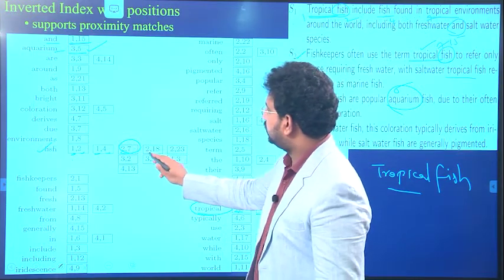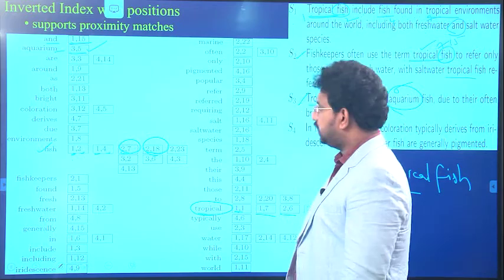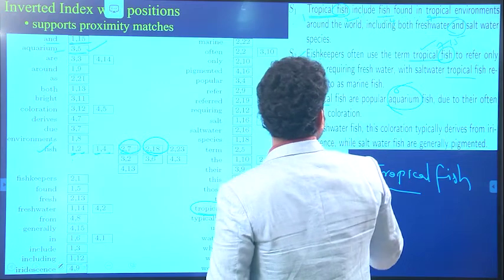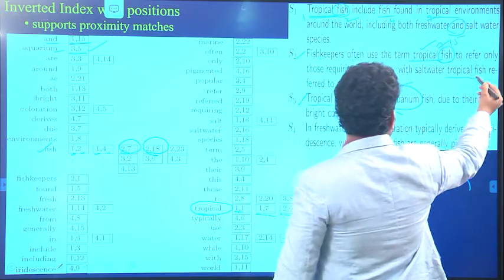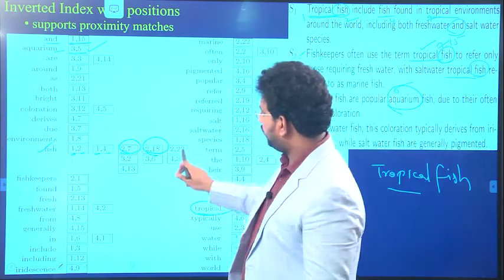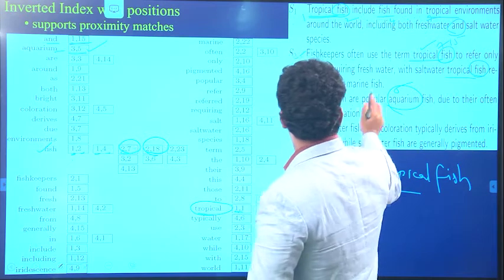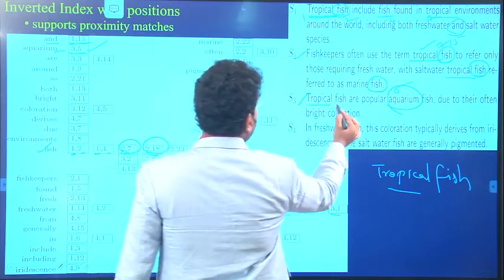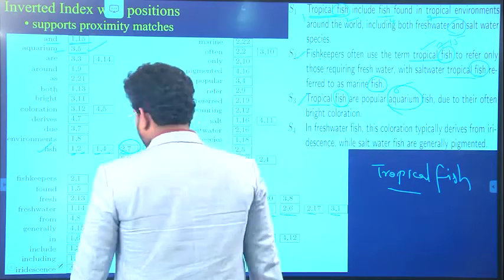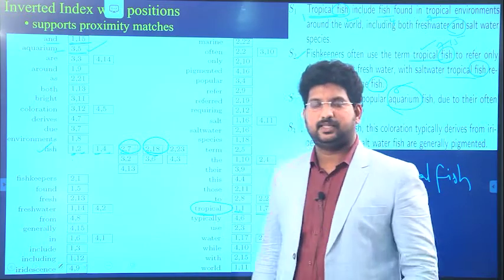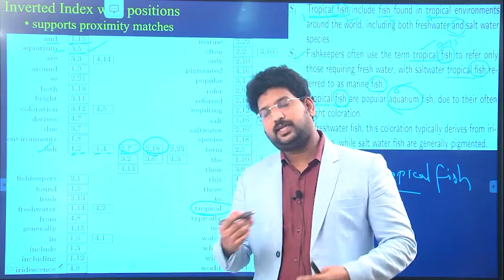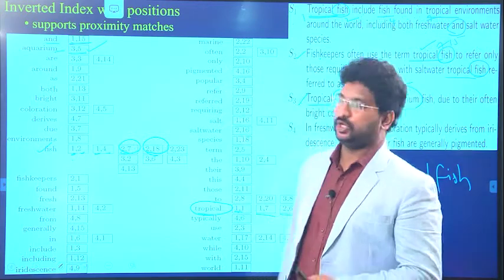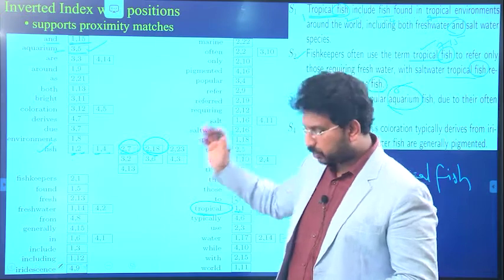Next, the second document at the 18th position. Where is the second document? Here it is at the 18th position. So this is the one, "fish", like that. You'll have the second document at the 23rd position, you'll have "fish" here, and the third document at the second position. So from this you understand that the document number is followed by the position. So this is the inverted index with the positions, which supports proximity matches.